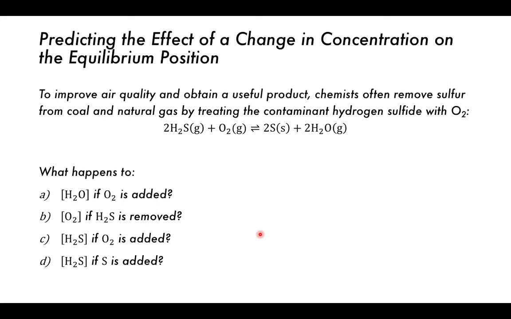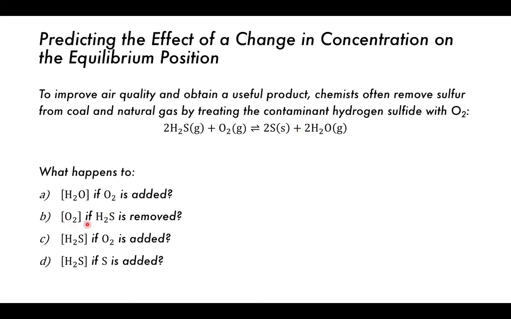Okay, so for part A, we're asked, what happens to the concentration of water if oxygen is added? So oxygen is here. If we increase the concentration of the reactants on this side, what will end up happening is that the equilibrium will move to consume them. So it will produce more products. So we will get more water. So the concentration of water will actually increase.